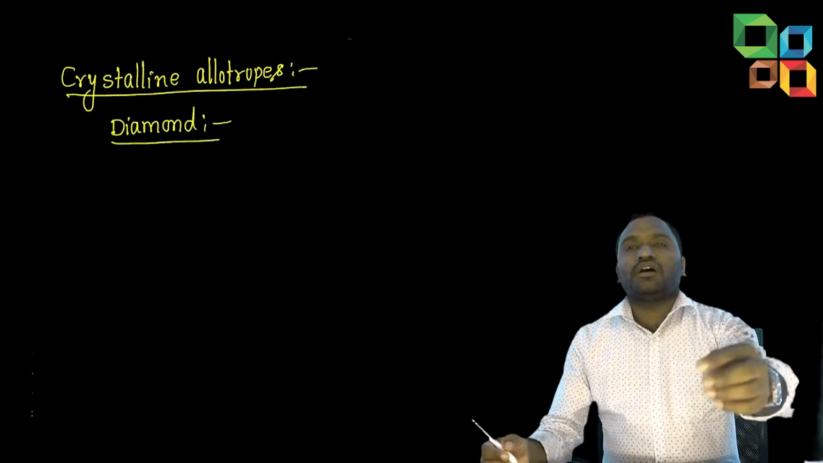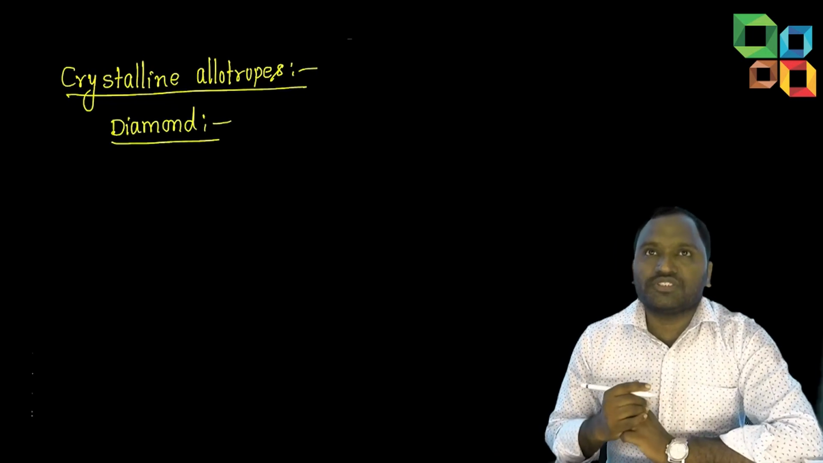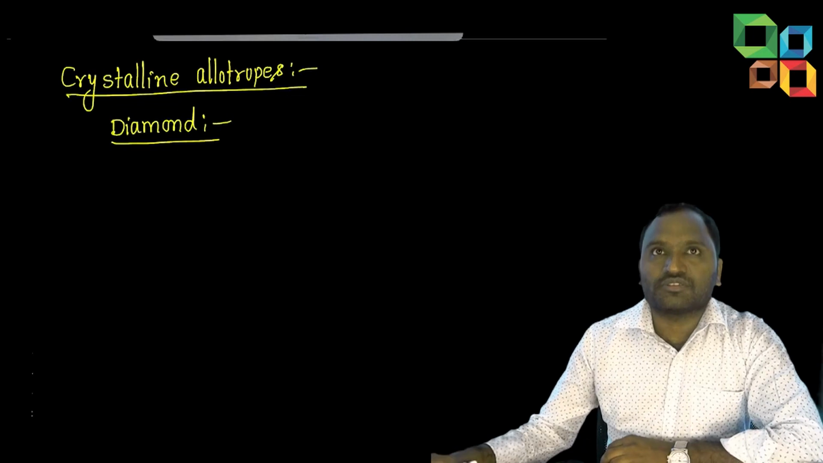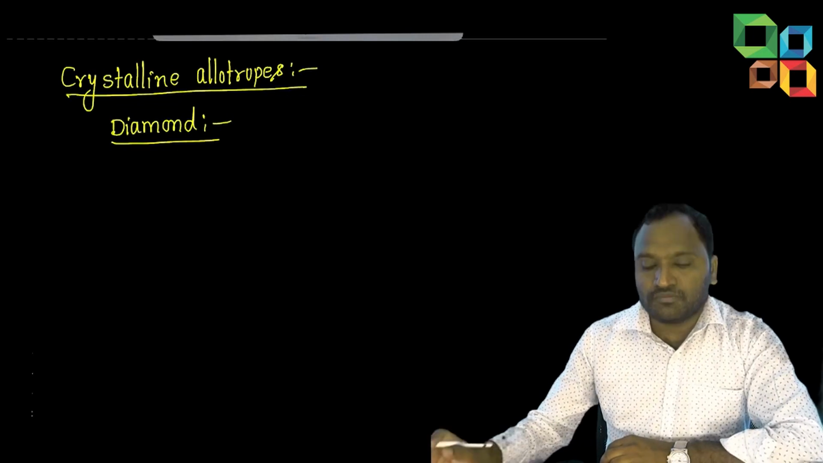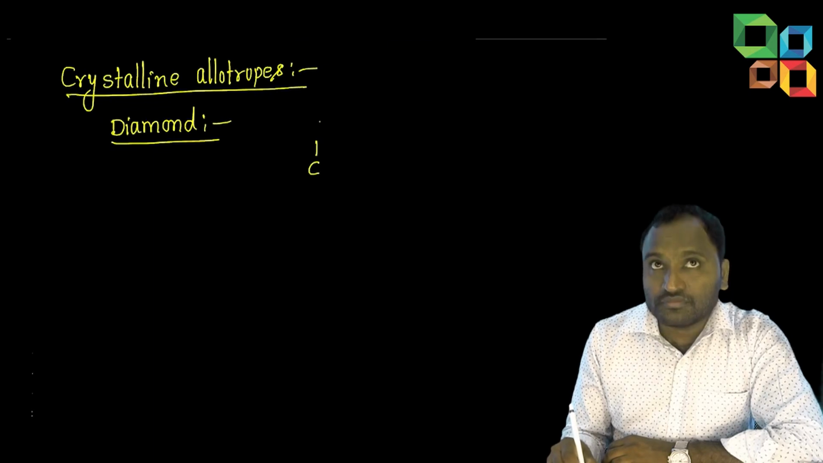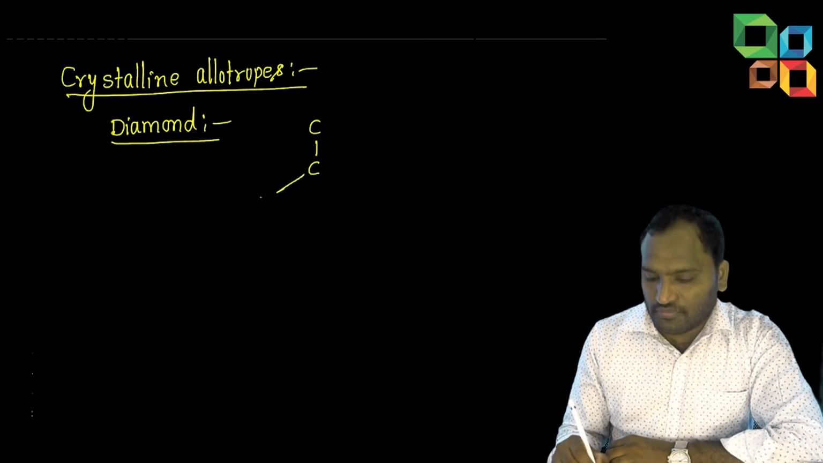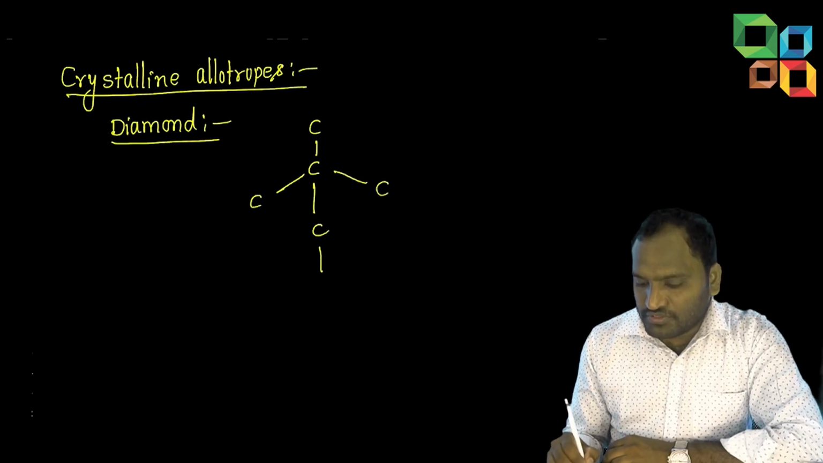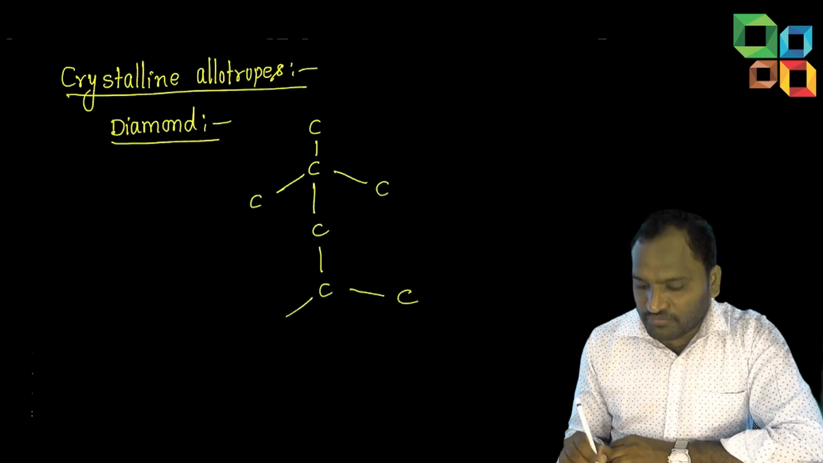In diamond, how are the carbon atoms arranged, students? Tetrahedral structure. Carbon atoms are arranged in a tetrahedral manner, since here carbon is undergoing sp3 hybridization.